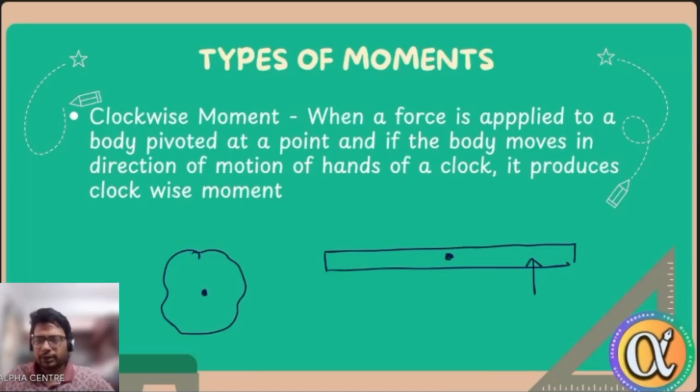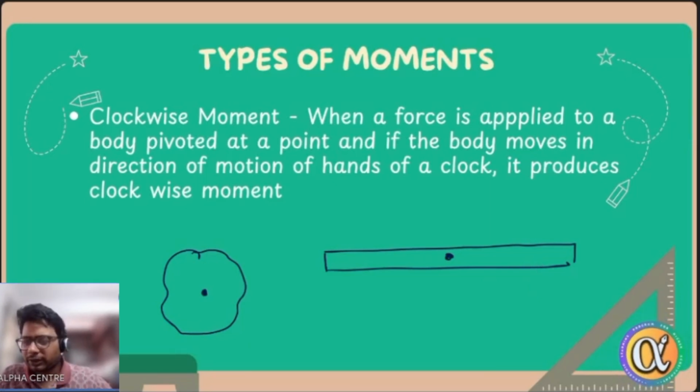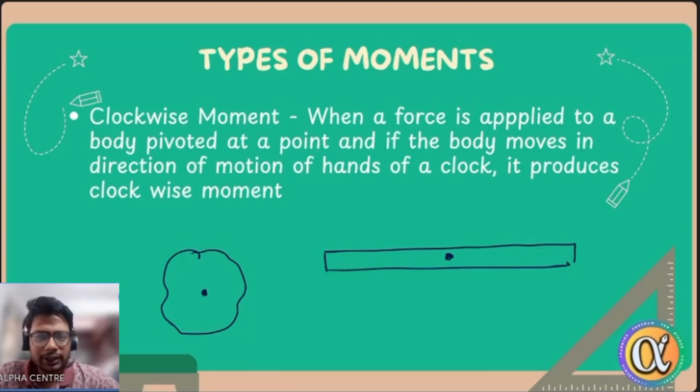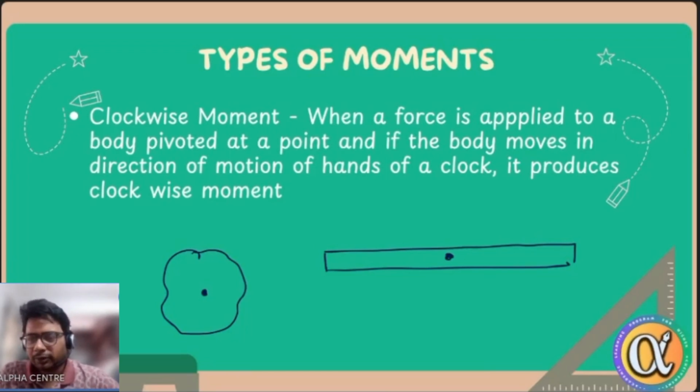This understanding will be very useful in solving some simple numericals. If you understood this, mostly students struggle with this part sometimes. So when we come to those numericals, we'll see the application there. So let's go ahead with the definition now. When a force is applied to a body pivoted at a point, and if the body moves in the direction of the motion of the hands of a clock, it produces a clockwise movement. We are familiar with how the clock hands move.